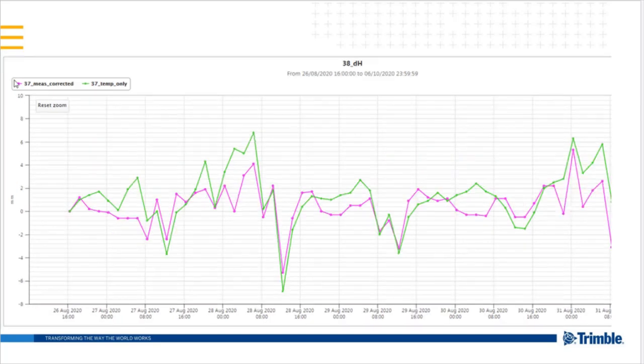This chart shows the height component of the target 38. Also in this chart we can see that the corrected purple chart is smoother than the uncorrected green chart.